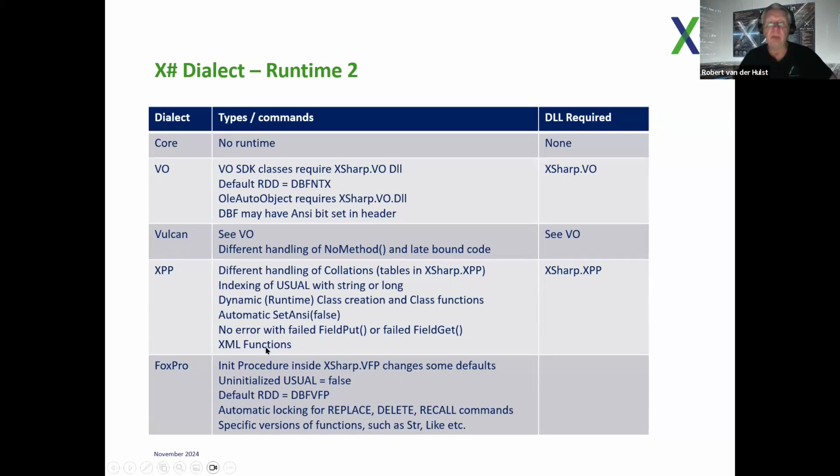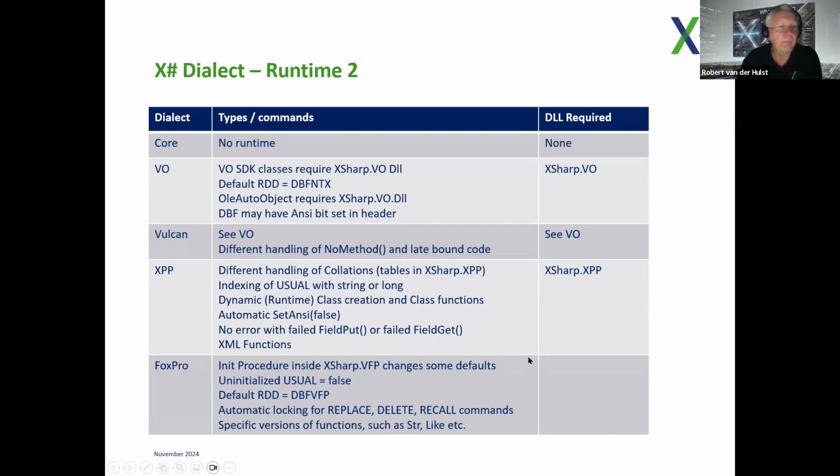And for example, a difference is that if you run X++ and you have a field put or field get that fails, X++ will not complain, and all the other languages will complain. I'm not sure if it's a bug in X++ or not, but we have a customer that depended on that, he didn't want to see a failure, so we suppress the error now to be compatible. And it has, for example, XML functions that were part of a third-party product in X++, but we put them in the XPP assembly.